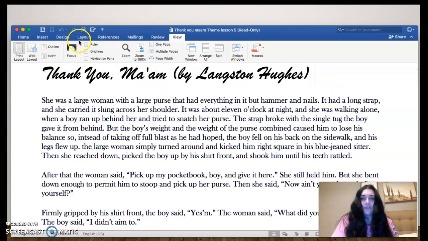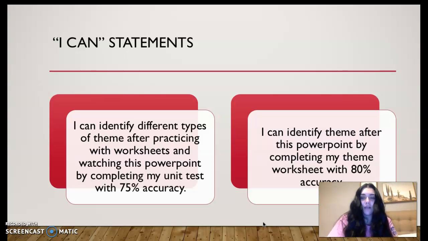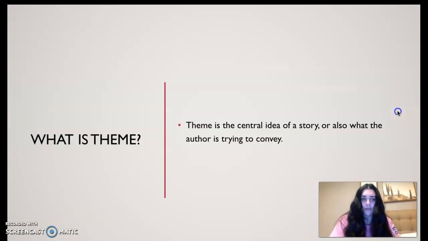So now I'm going to give you about 15 minutes and we're just going to read on our own, and then we're going to finish our PowerPoint based off of this story. Okay, now that you guys have read and annotated, I'm going to read our I can statements, and those are basically that you can identify different types of theme after practicing with worksheets and watching this PowerPoint, and also receiving a 75 or higher on your test. And then you can identify a theme after this PowerPoint by completing your theme worksheet with 80% accuracy, and you guys can definitely do that.